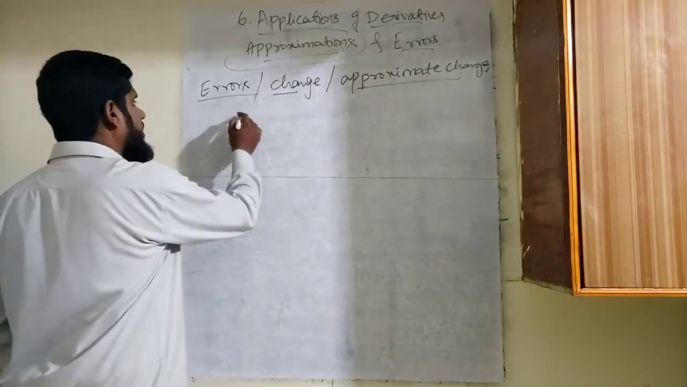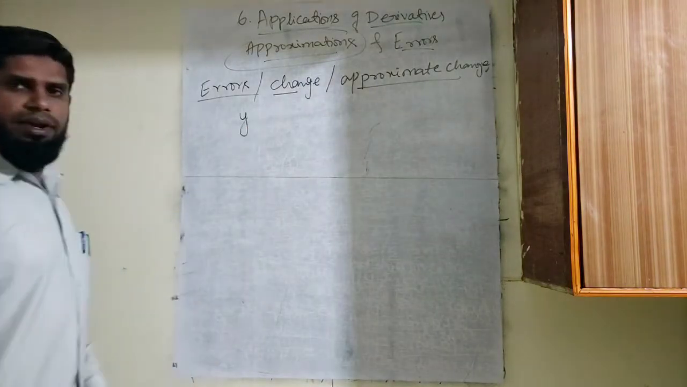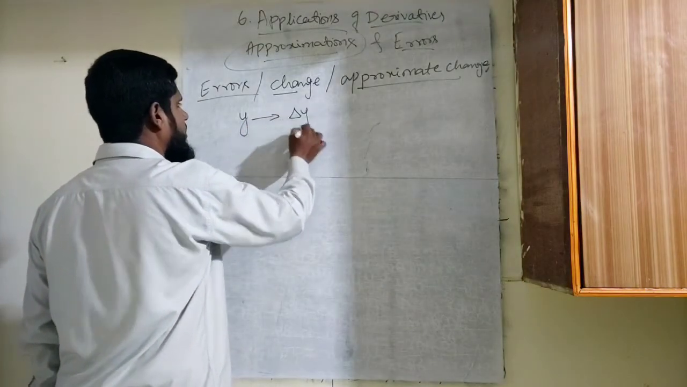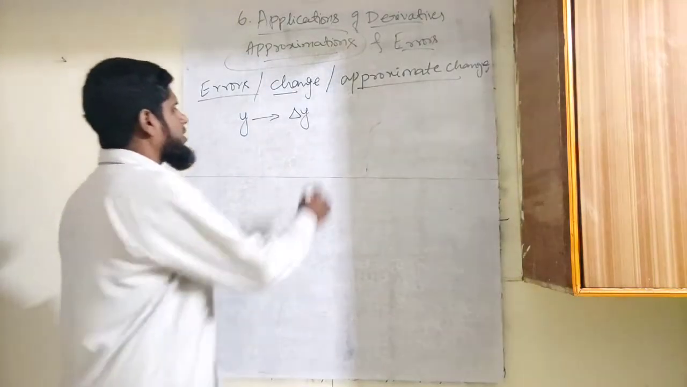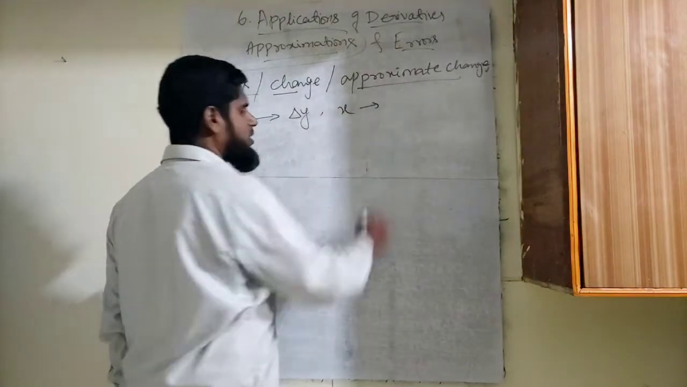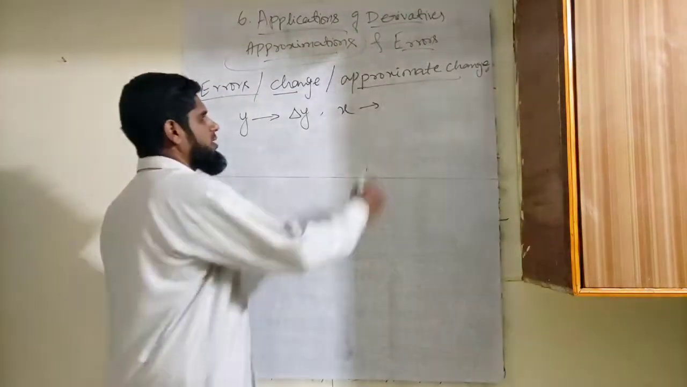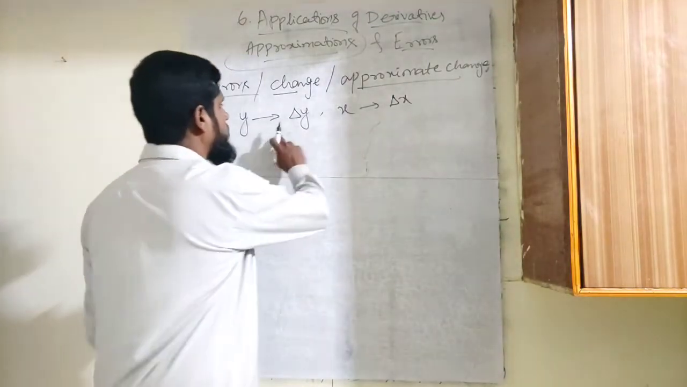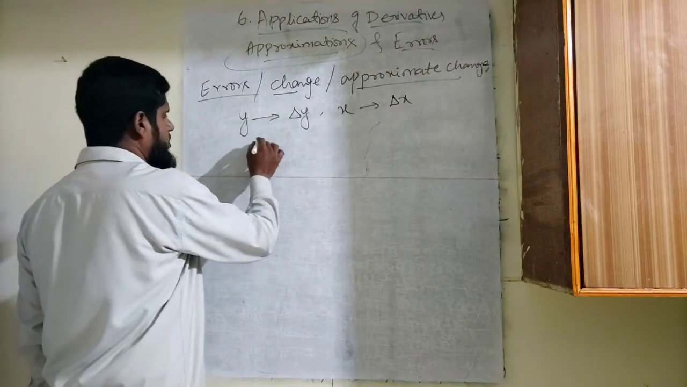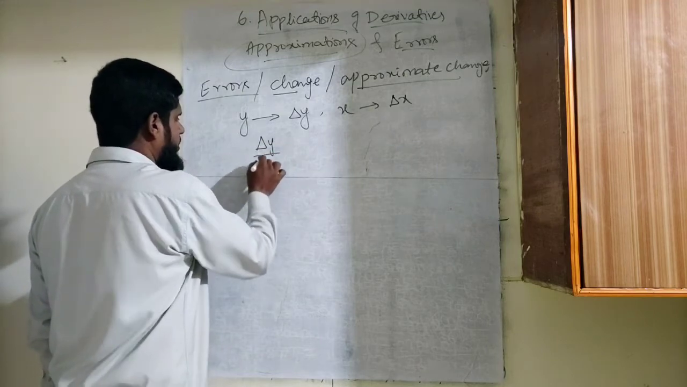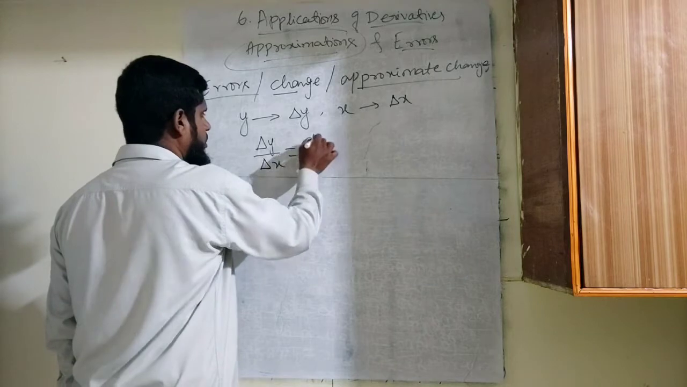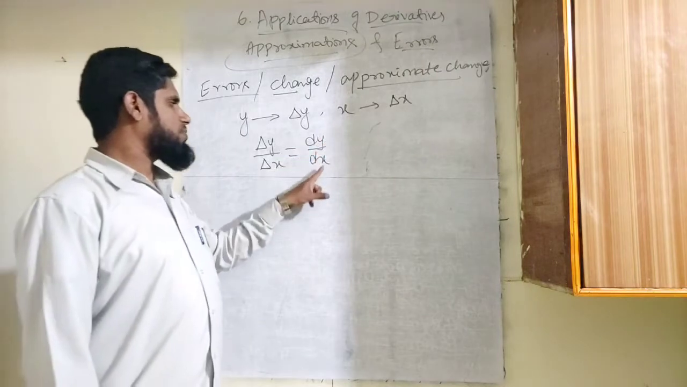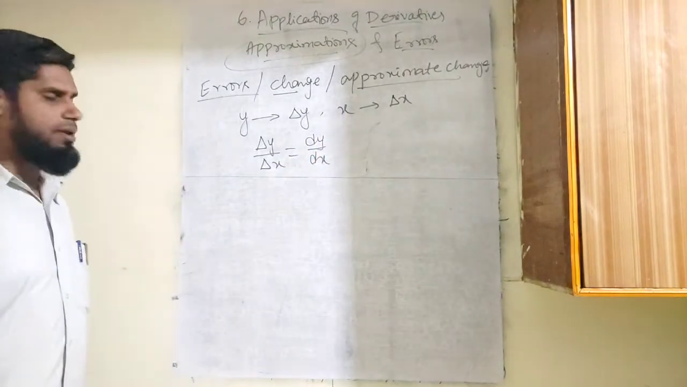Suppose y is a dependent variable, then the small change in y is represented as delta y. And x is an independent variable, then the small change in x is delta x. With reference to these, the error is represented as delta y by delta x, which equals its derivative, that is, the derivative of the dependent variable with respect to the independent variable.